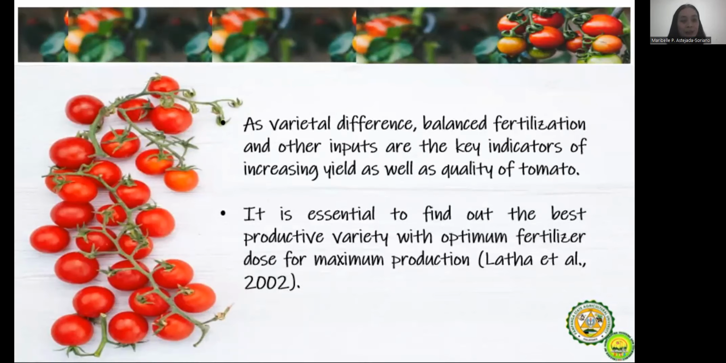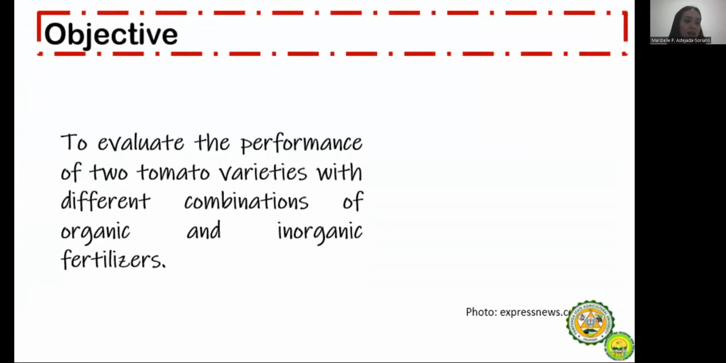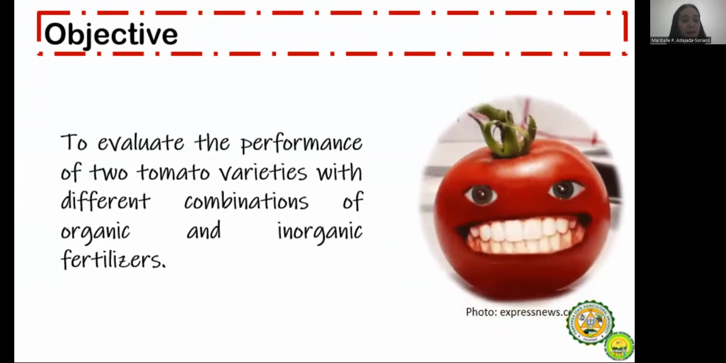So with varietal differences, po, balanced fertilization is vital to increase the yield as well as the quality of our tomato, and it is essential to find out the best productive variety with the optimum fertilizer that our tomatoes need. And this study was conducted to evaluate the performance of 2 tomato varieties with different combinations of organic and inorganic fertilizer.